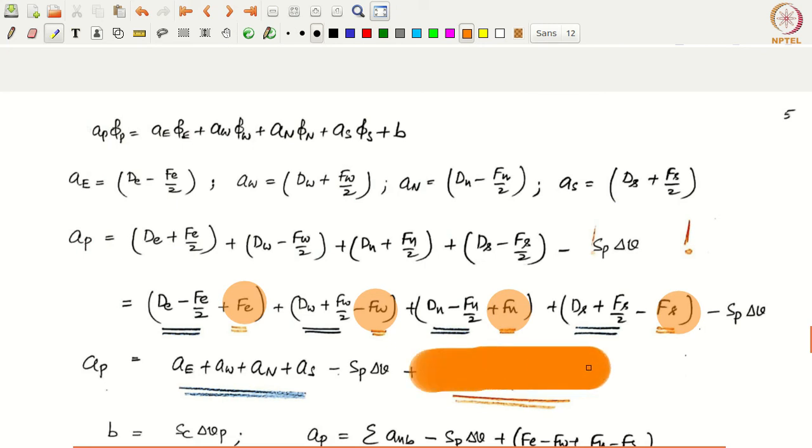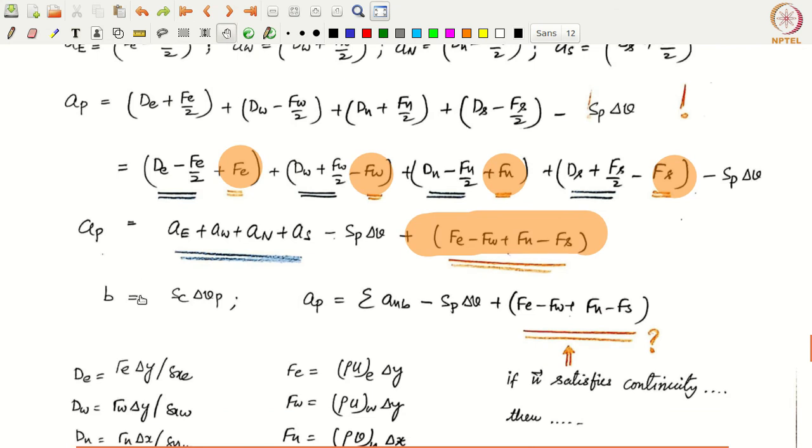So this entire thing is extra which we have introduced, but barring this, AP is now equal to sigma A and B minus SP. This particular quantity has some significance which we will see in a little while. What is this quantity? FE is the mass flow rate through the east face. FW is the mass flow rate through the west face, F north through the north face, and F south through the south face. So that means mass flow rate through east minus west plus north minus south. That is the quantity we are talking about.